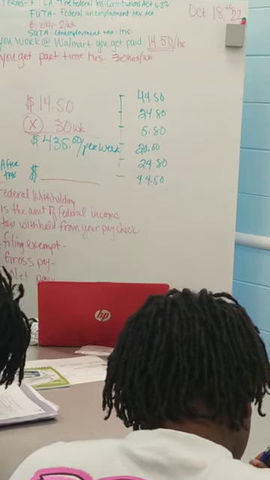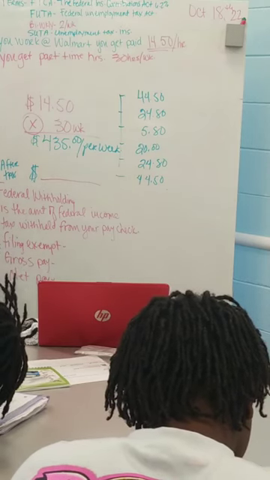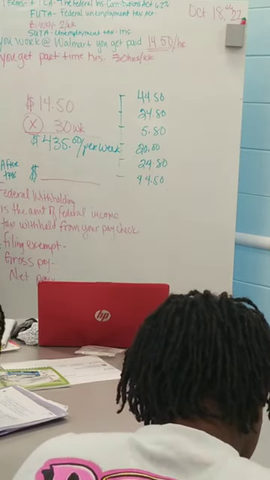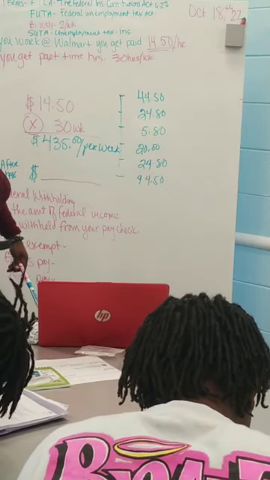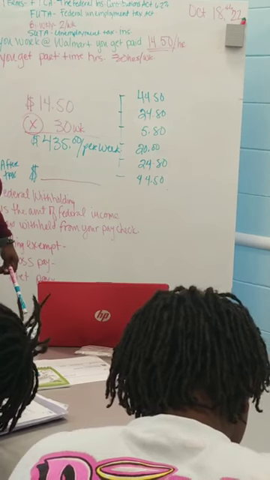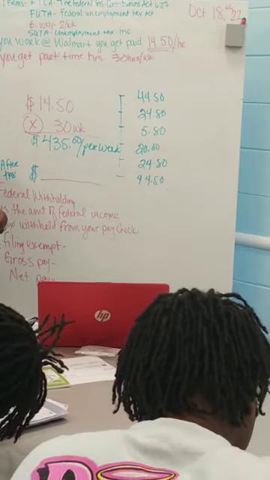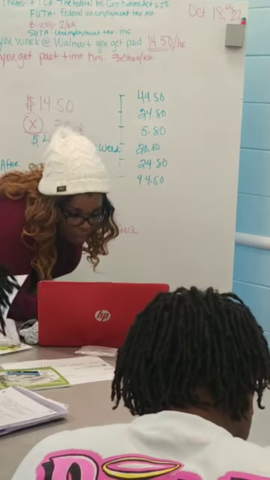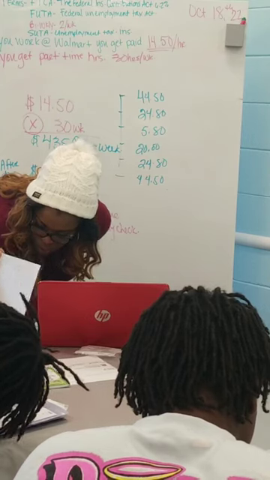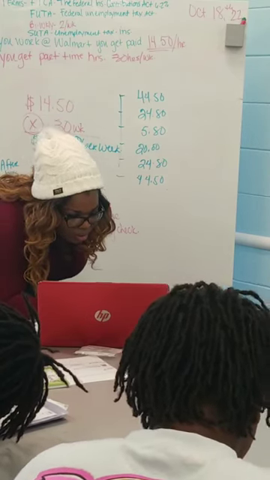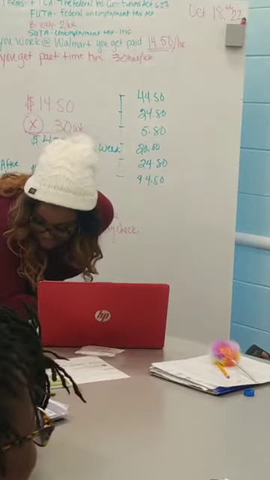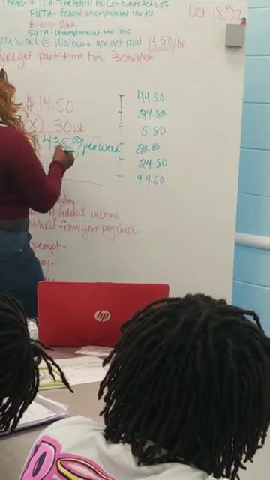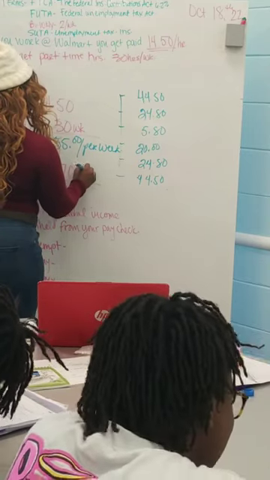Anybody have an answer for me? I'm almost there. I want to get this check written out. I have another scenario for you guys. $285.30? No. Was that close? $272.60? Yeah, $272.60. My calculator kept on messing up.